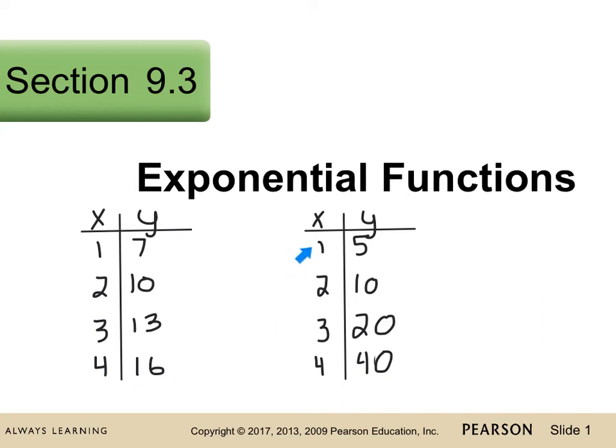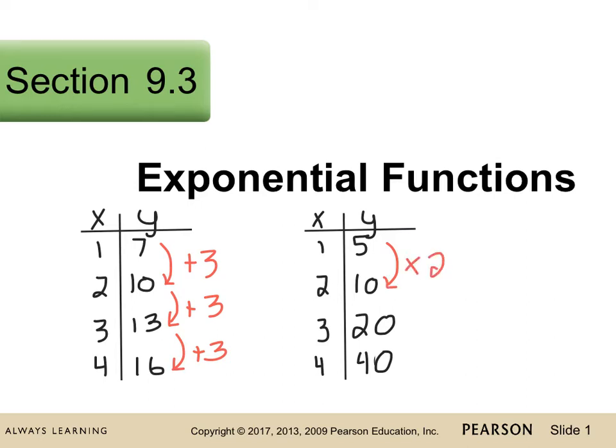We could also see something where our x's go 1, 2, 3, 4, but then our y values go 5, 10, 20, 40. The difference between these being whether or not the function has a constant amount of increase. So in this first example, the y values are always increasing by 3. Or if the function has a constant factor of increase, which means it's multiplying.